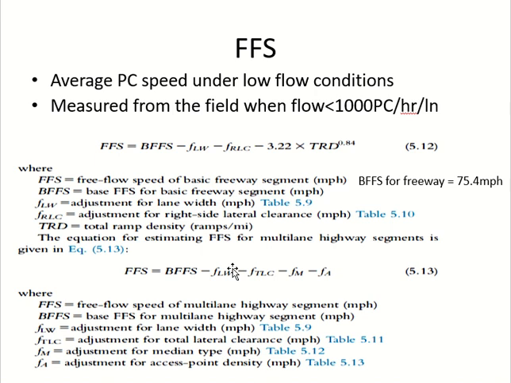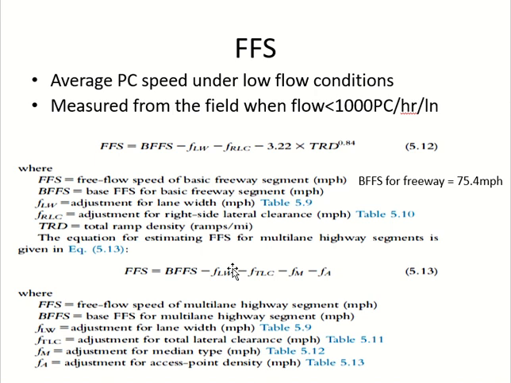Then you see two equations on the slide here. The first one is for the free flow speed of freeways. The second one is for multi-lane highways. In the first one you see base free flow speed, BFFS. In most books you will find the value of BFFS to be 75.4 miles per hour, so we will use it here as well.